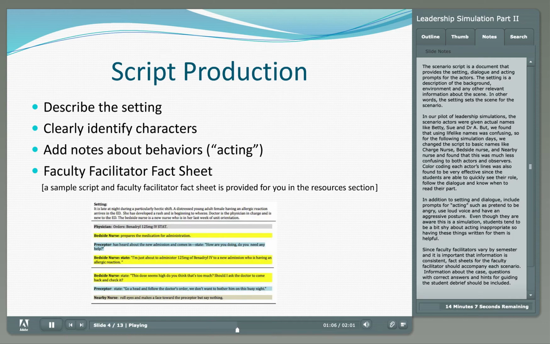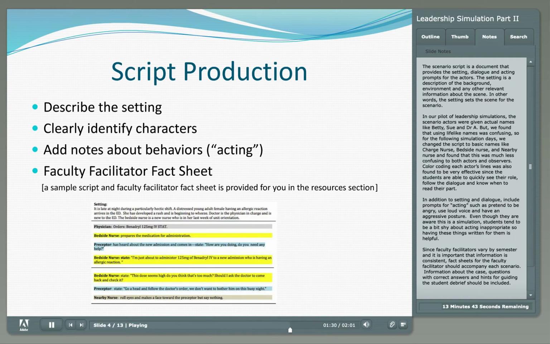In addition to the setting and dialogue, include prompts for acting such as pretend to be angry, use loud voice, have an aggressive posture. Even though they are aware this is a simulation, students tend to be a bit shy about acting inappropriate, so having these things written for them is very helpful.